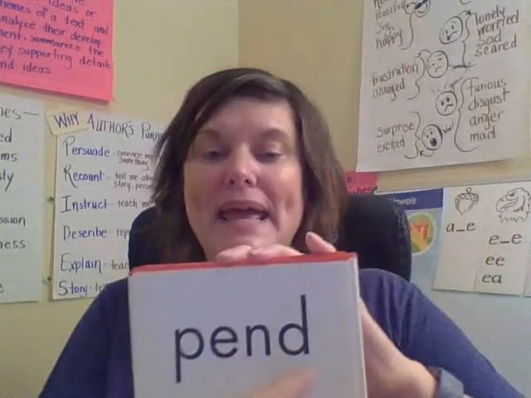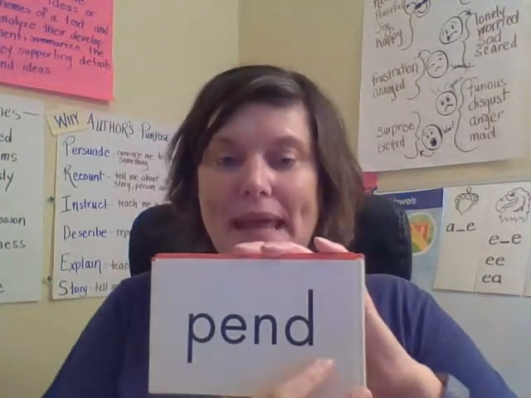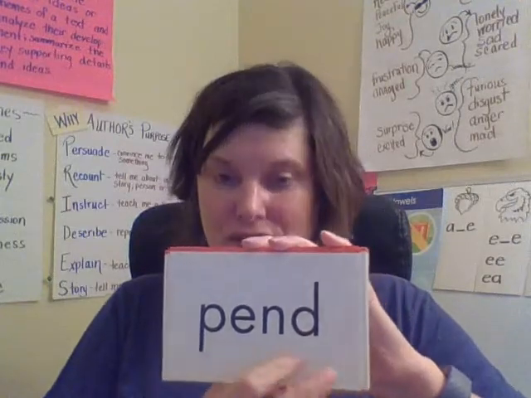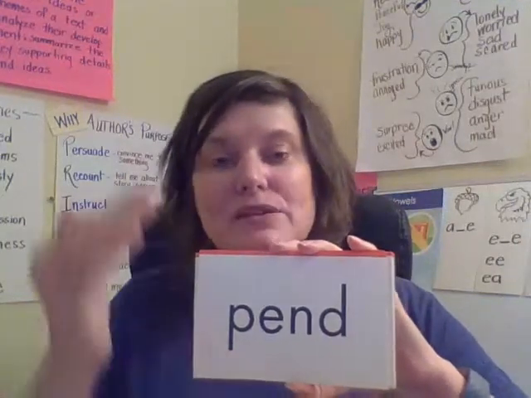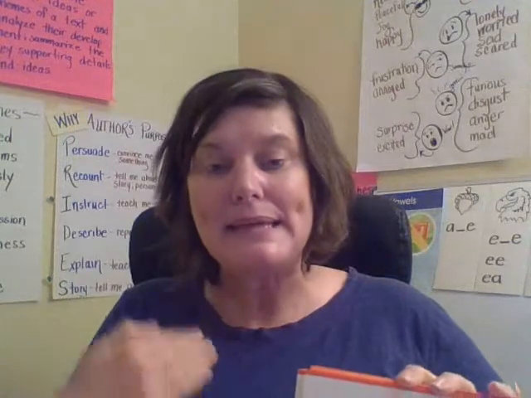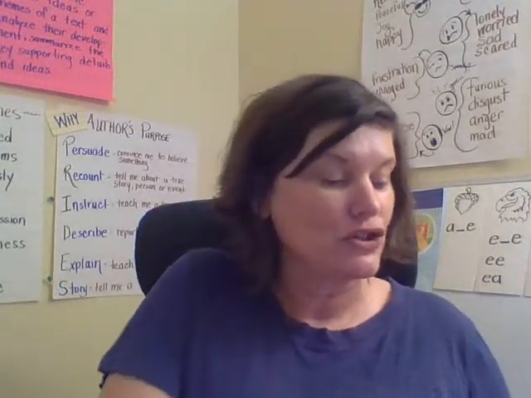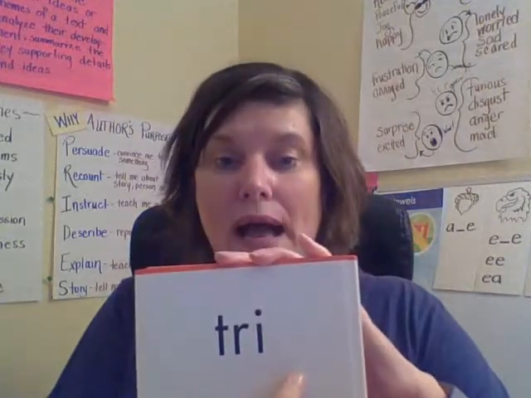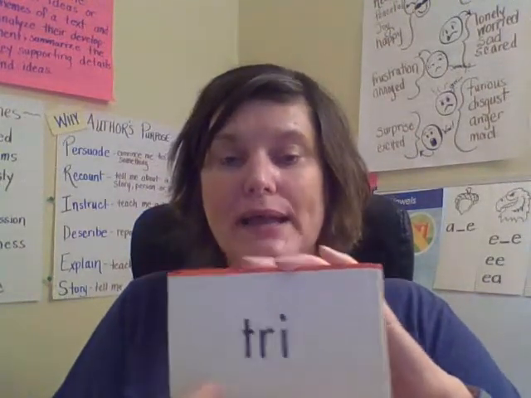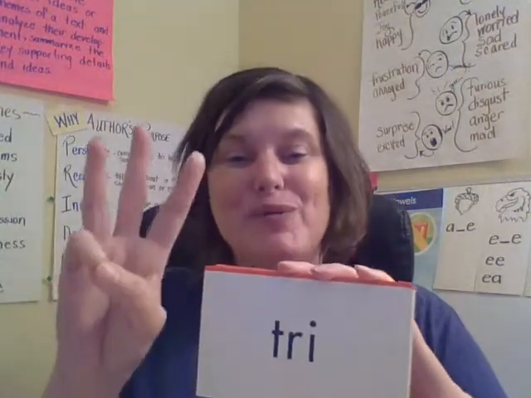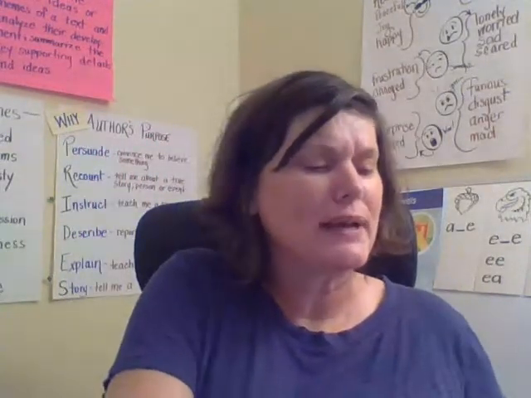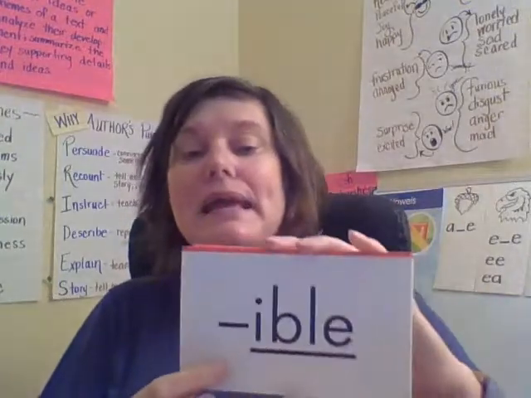Okay. Penned. Together, penned. Your turn. Good. Remember, penned means hang. Like a pendant is a necklace and it hangs around your neck. Try. Together, try. Your turn. Good. And remember, this means three. Like a tricycle has three wheels. A triangle has three sides.